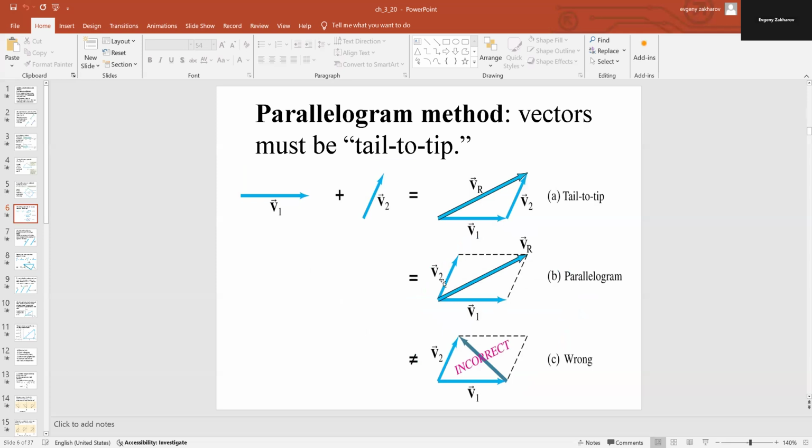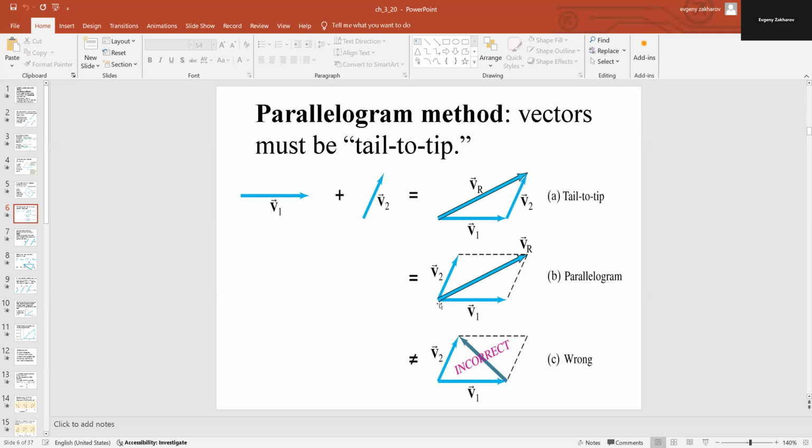Here is some practice on how you add two vectors, say two velocity vectors, v1 and v2. You start with v1, and tip to tail, you draw v2. So this is your v2 in the triangular method. And you connect the beginning of the first and the end of the second. Boom, this is the result. This is your triangular method. Should be clear and straightforward.